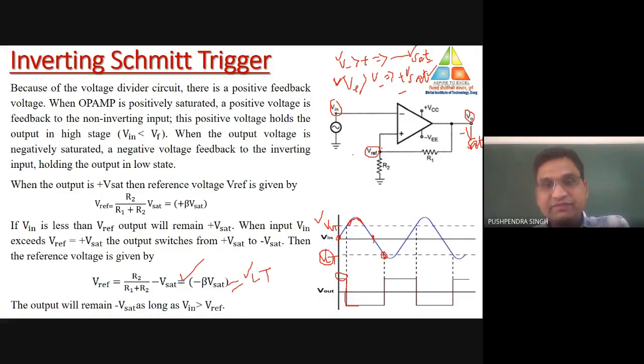due to a noise signal, this output will not be changed. This output will be constant at that particular saturation voltage only. So this is the advantage of this Schmitt trigger circuit. That was the problem with the zero crossing detector. There, if the signal is contaminated with noise, the level of the output was changed. But here, the level of the output is constant.